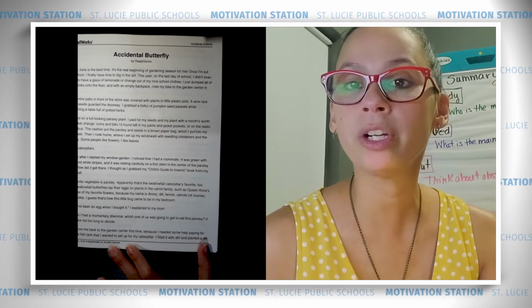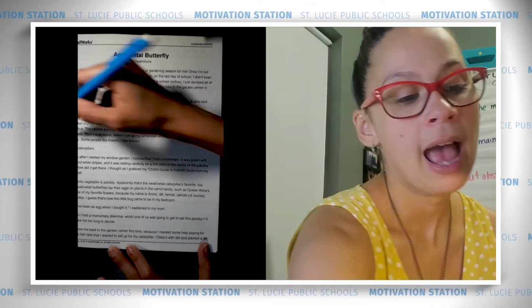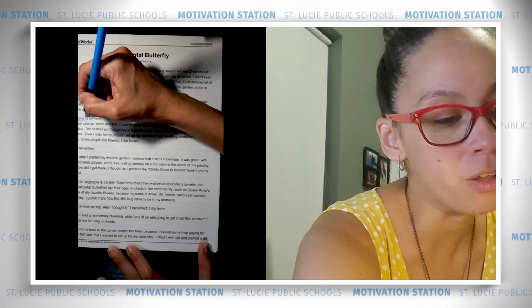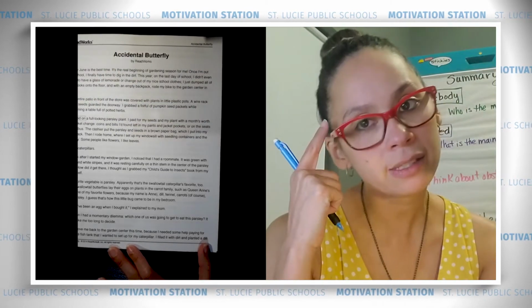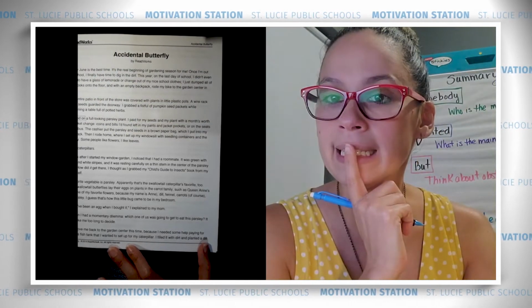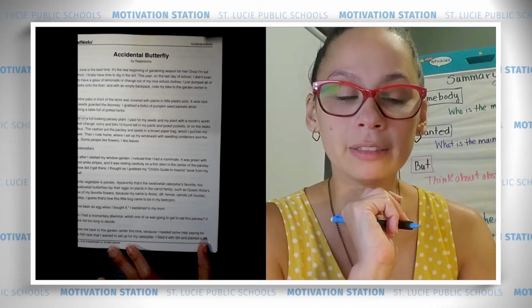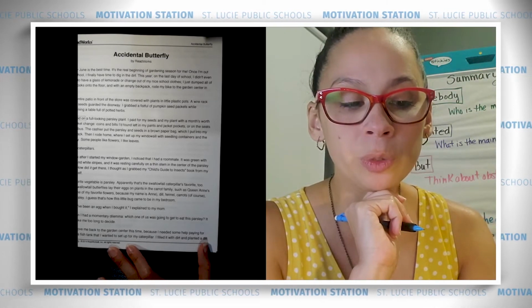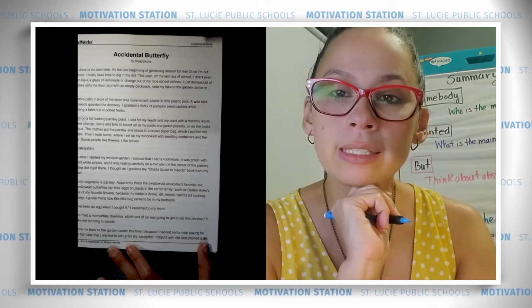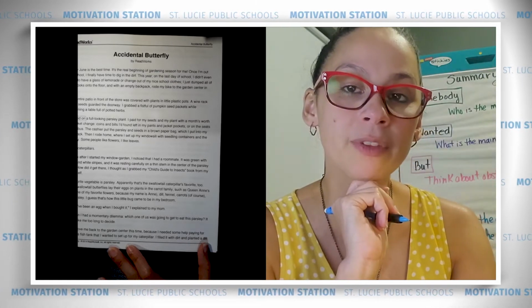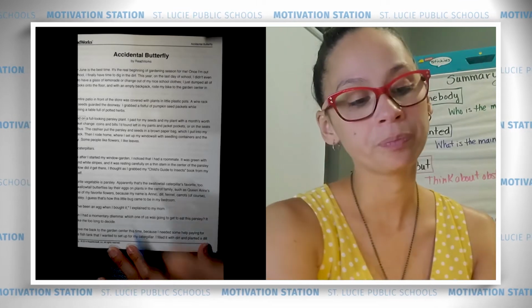I settled on a full-looking parsley plant. Now there's a phrase right here that I want you guys to look at. I want you to look at the phrase settled on, and I want you to think about this. What does that phrase mean in this sentence? What is the meaning of the phrase settled on? Let's continue to see if we can get the meaning of the phrase as it is used in this passage.